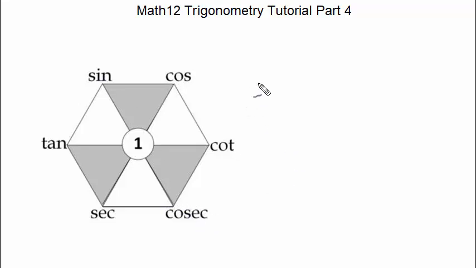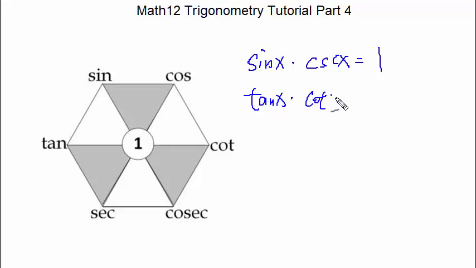Once we've done that, we can use the diagonals: multiplied together they equal 1. So the sine function times the cosecant function is equal to 1. The tangent function times the cotangent function equals 1. So tangent times cotangent equals 1, sine times cosecant equals 1. The next one is cosine x times secant x equals 1.